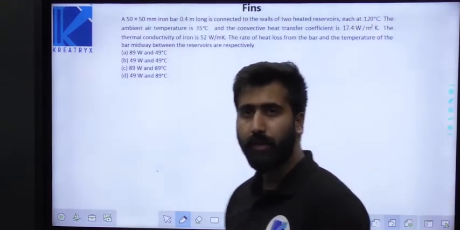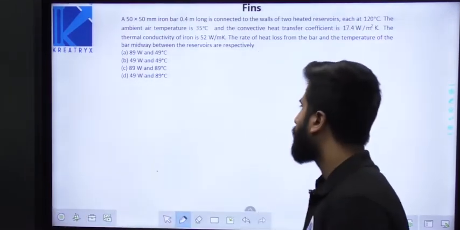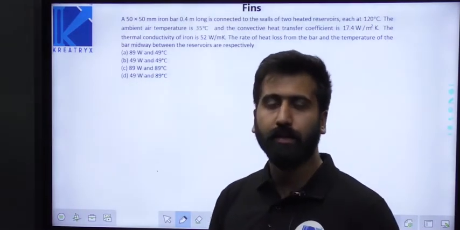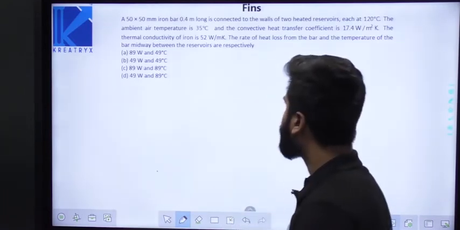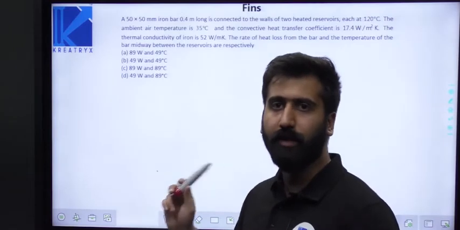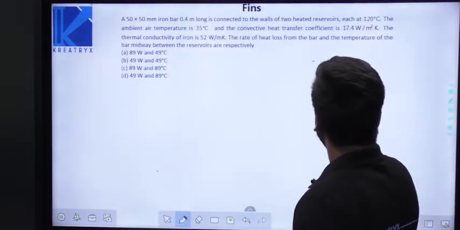All you have to do is just treat one rod as two fins, and wherever the length term L comes, put it as L by 2. Why? I've actually given you the reason in the previous question. So let's start this. Just solve this.